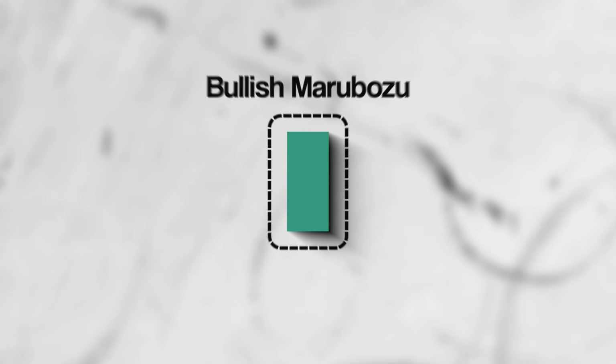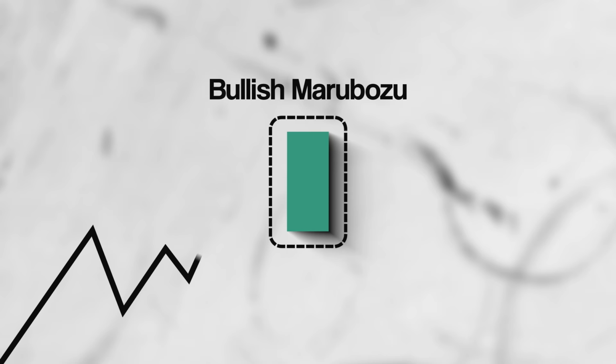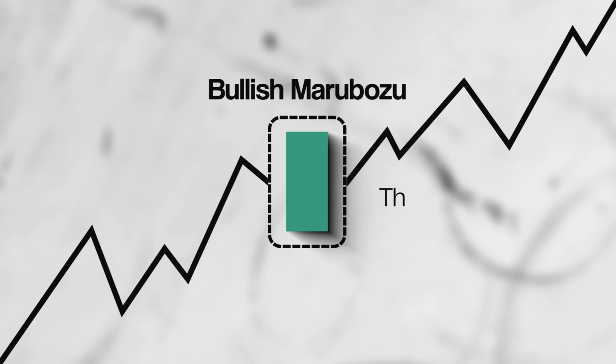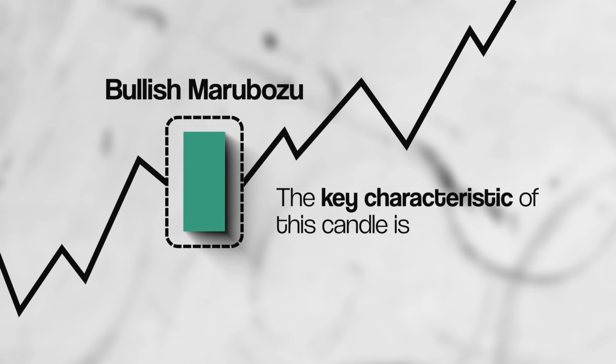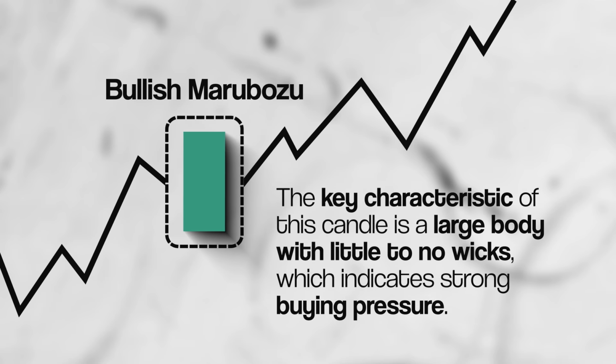The next pattern is relatively rare, but very powerful. It is called the bullish Marubozu. This is a single candle pattern that usually forms in an uptrend and signals trend continuation. The key characteristic of this candle is a large body with little to no wicks, which indicates strong buying pressure.